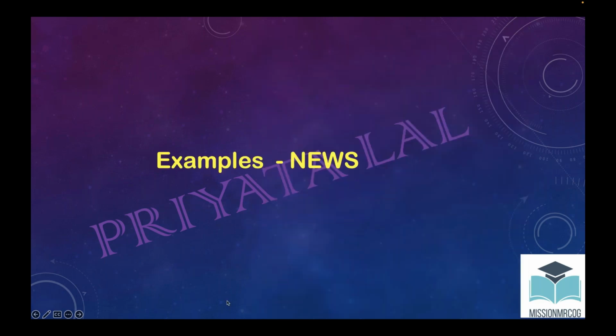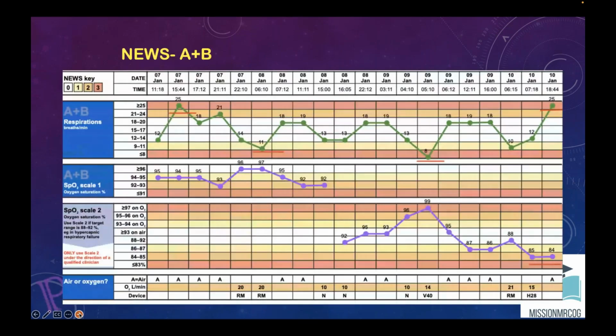Now I'll give you a few examples. This way you will find it in the exam, sometimes you will find it this way in the exam. This I have taken from the internet only. So you can see this is the NEWS key, because it is not a uniform chart you will find. Some parameters keep on changing. So this is the NEWS key that I am explaining. White is 0, yellow is 1, amber is 2, and red is 3.